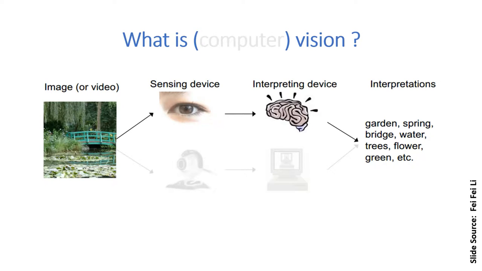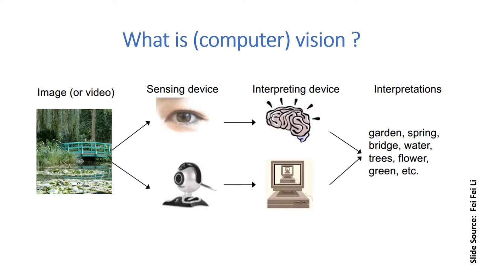Okay, so what is computer vision basically? Humans use their eyes as sensory input to see the world around us as an image or a video. This image is then processed in our brain, aka the interpreting device, which results in interpretations of these images. For instance, looking at this image, I see green, I see grass, I see trees, and I see a bridge over a spring of water, and so on. Now, this is human vision.